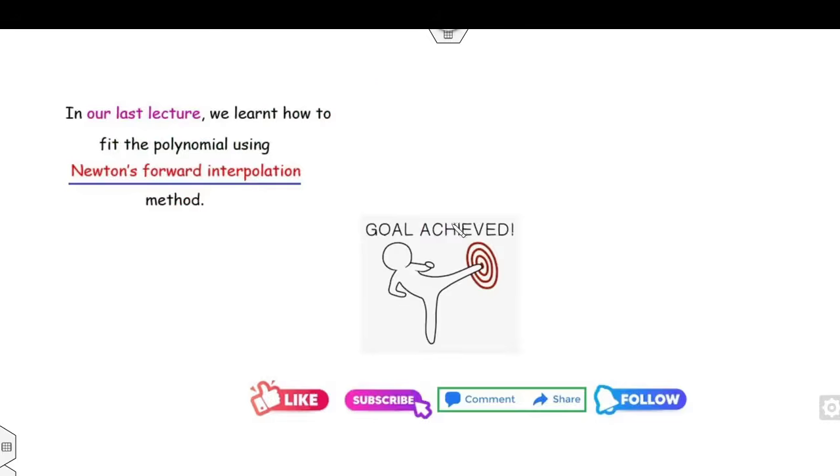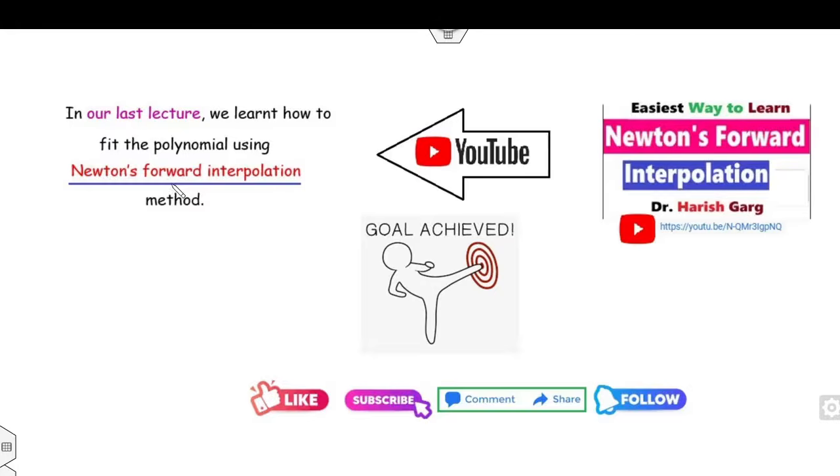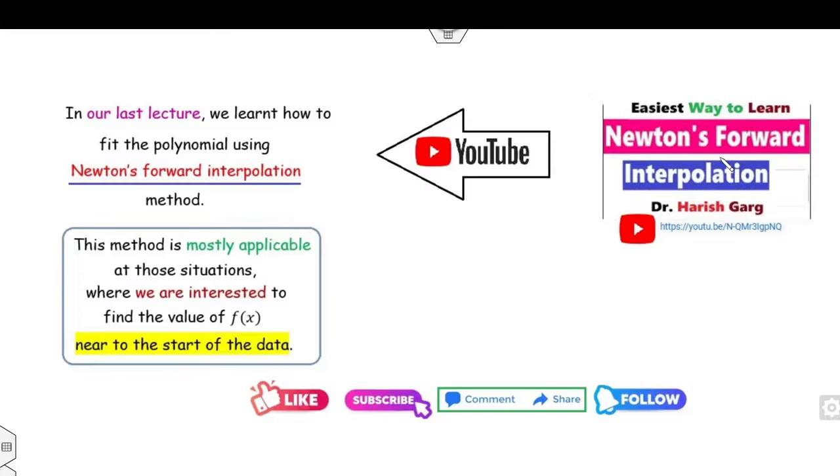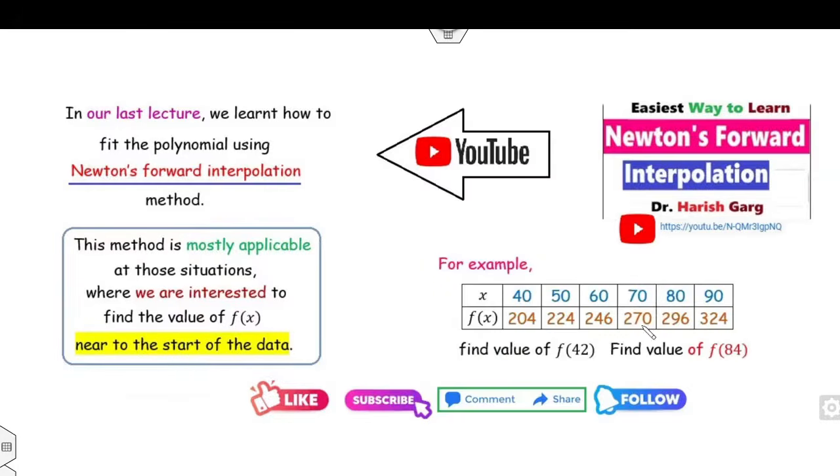Remember that in our last lecture we learned how to solve using Newton's forward interpolation, and you can easily find that on my YouTube channel, with the title Newton forward interpolation. What we learned in that lecture is that this method is applicable when we need to find the value near the start of the information. Like you can see 42 lies near the starting of the table.